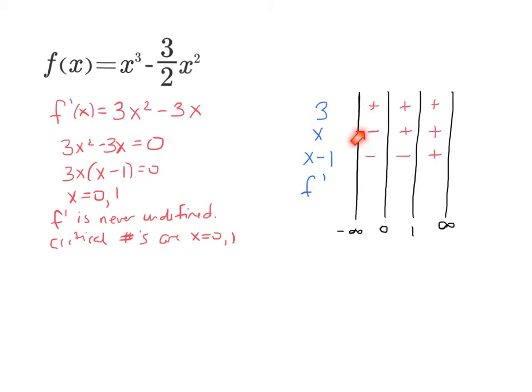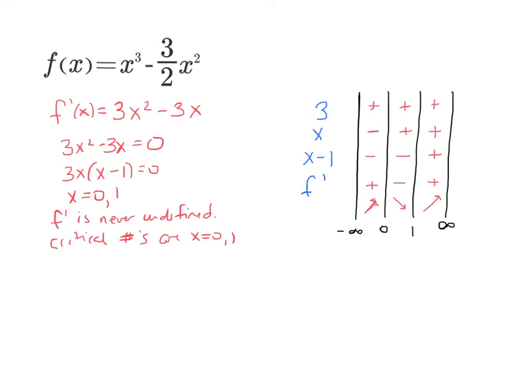So we've got a positive times a negative will be a positive value for the derivative. Here, positive times a negative will give us a negative derivative. And in the last column, all the factors are positive, so our derivative must be positive. This means that our function must be increasing, then decreasing, then increasing again.